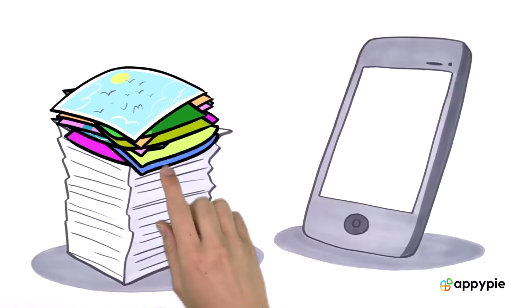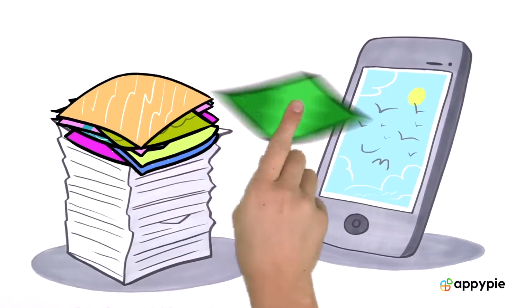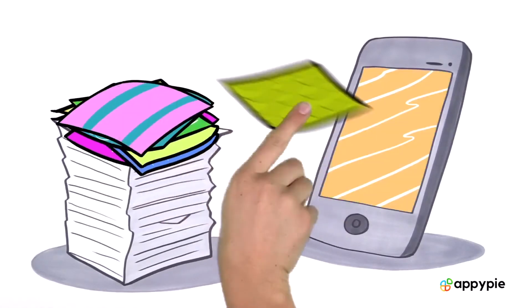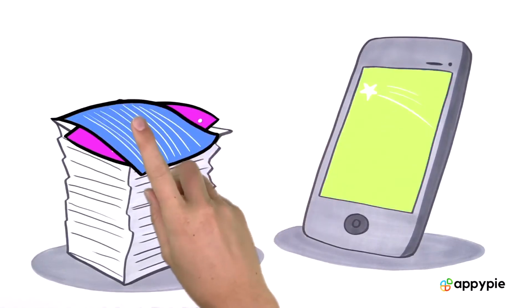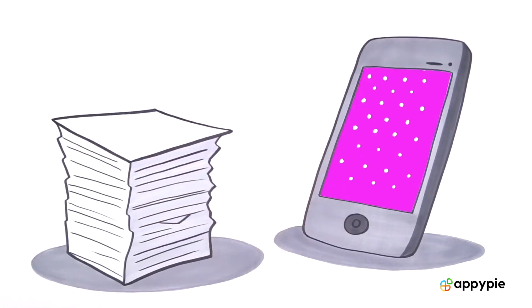You can make your app look exactly like you want by changing the background and splash screen images. Upload your own or choose from our millions of possible stock shots, textures and gradients.